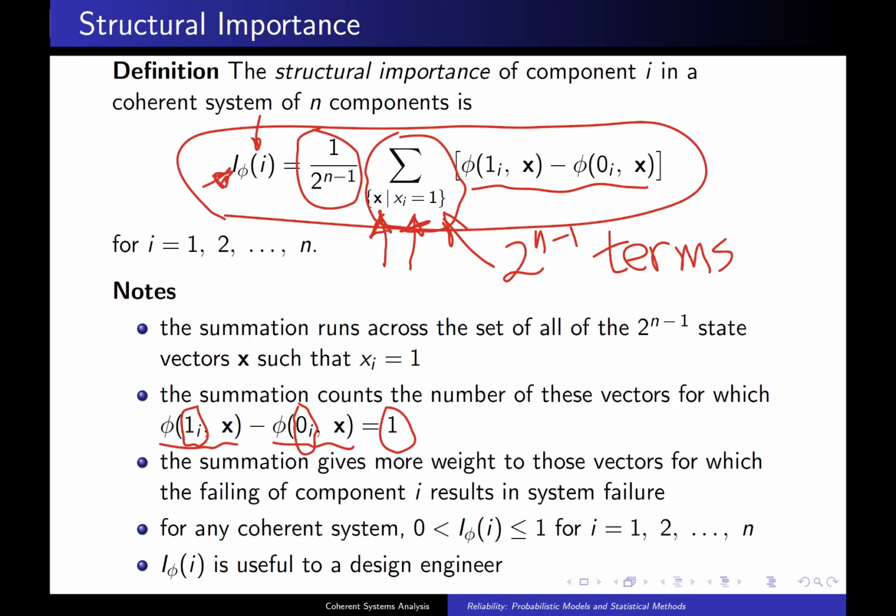Fourth, for any coherent system, this structural importance will lie between 0 and 1. And that's 1 inclusive, but it will not be 0 for i equals 1 to n. And the reason why is we have assumed that we have a coherent system, so each component is relevant. And finally, I sub phi of i is useful to a design engineer. It will help point to the components that are critical in the system design in terms of their importance to the functioning of the system.